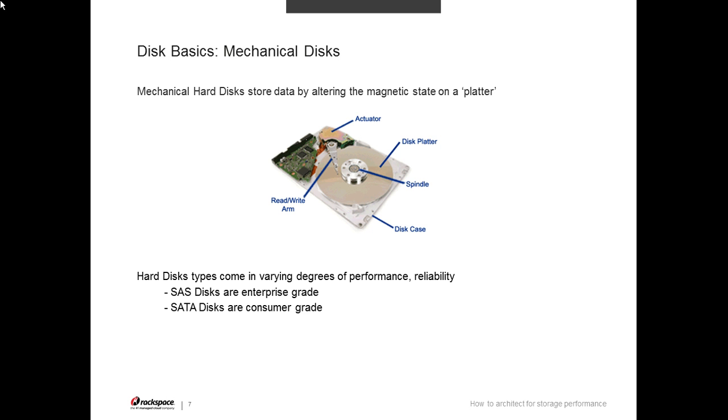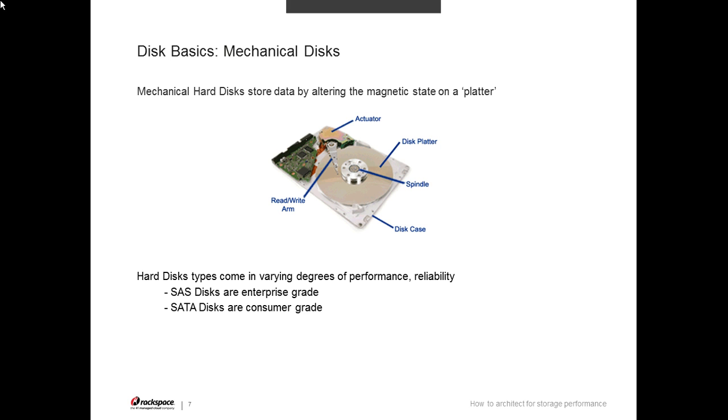Now, before we delve into the world of storage architecture, I do want to talk about some basics to make sure that everyone's on the same page. And the first thing I want to talk about is your mechanical disks. Now, a mechanical hard disk stores data, that is your ones and zeros, on a spinning platter that's magnetized. These platters spin at a rate of up to 15,000 RPM, or rounds per minute. An actuator assembly moves the read-write arm above the platter to read or write data off that platter.